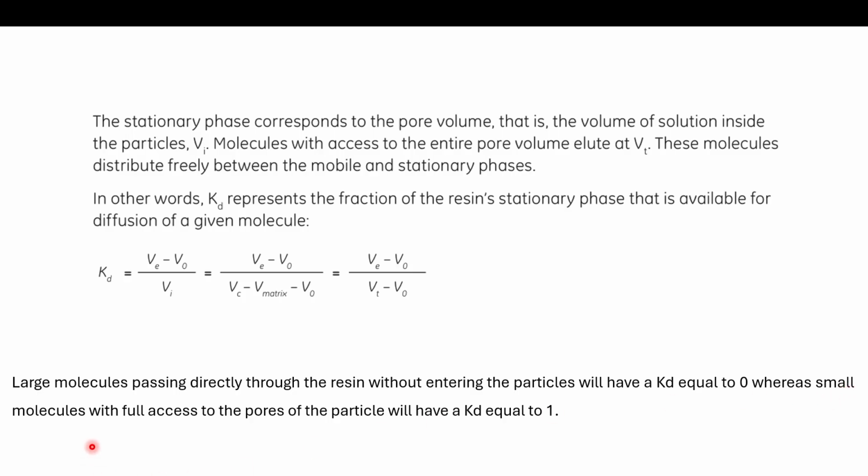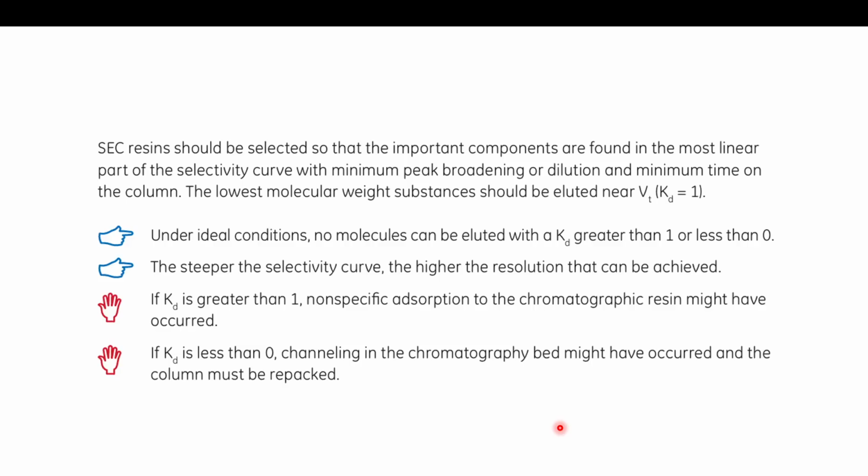But the molecules which have a comparable size, or are really smaller than the pore size of the matrix, have full access to the pores of the matrix or the particle in question, and will eventually have a partition or distribution coefficient of 1. Okay. Now, when we talk about SEC resins, how should they be selected?